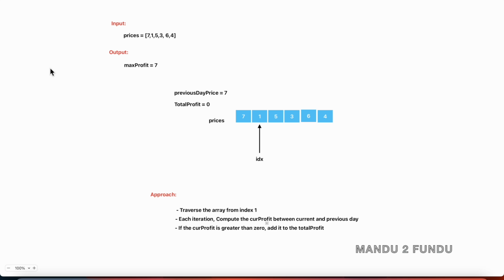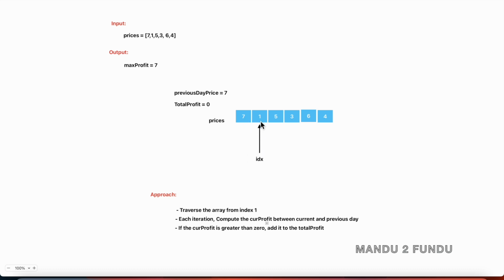Let's look at the approach to solve this problem. So we are given the prices array, and the expected output is 7. So basically we traverse the prices array, and in each iteration we compare the current price with the previous day price, and if there is a profit, we hold, otherwise we sell it on the same day.